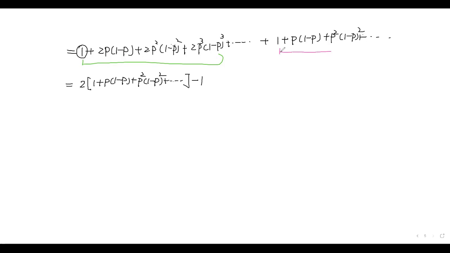Then this is my even number terms. This one is pretty easy. This is just a simple geometric series where the ratio R is just p(1 minus p). So the sum of these ones here will just be 1 over 1 minus R, so it's 1 over 1 minus p(1 minus p). And for these ones here, it will be 2 times the geometric sum, which is 1 over 1 minus p(1 minus p), and minus 1.